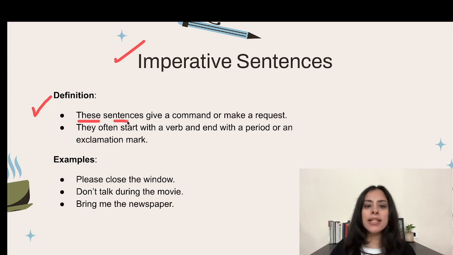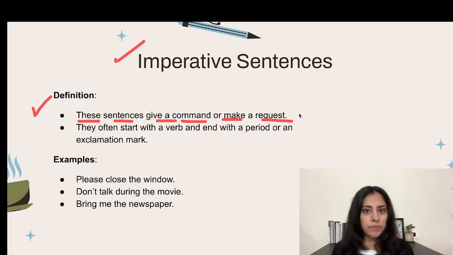These sentences give a command or make a request. Simple. It can be a command, it can be an order, or it can be a polite request. But the intent of these sentences is that you ask someone else to do something. Maybe for you, maybe for others, but it always has an intent of doing something or getting something done from the other person.